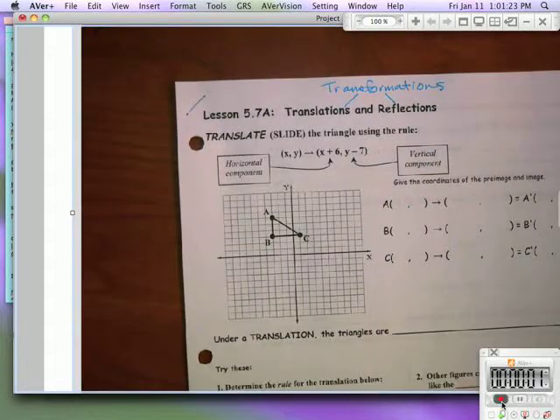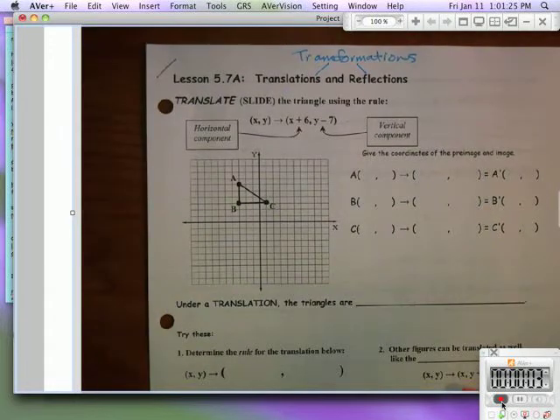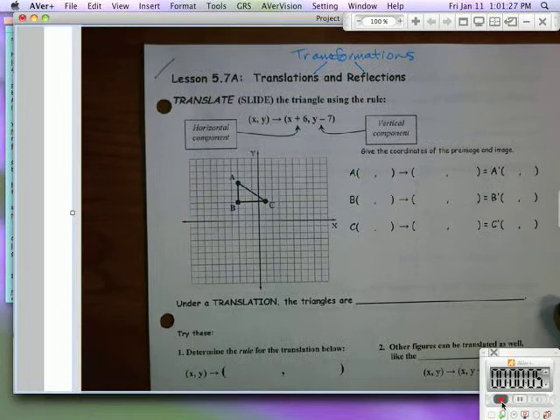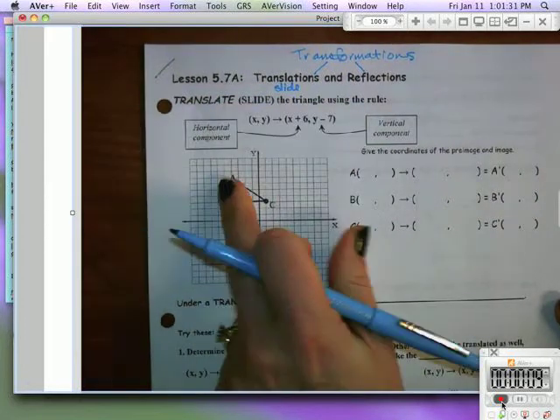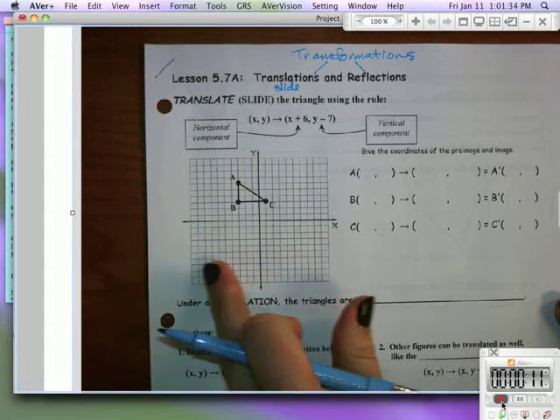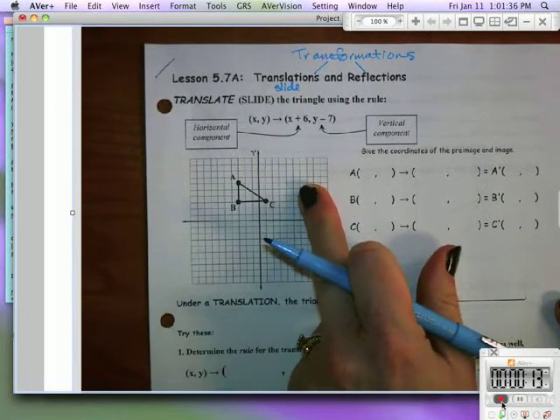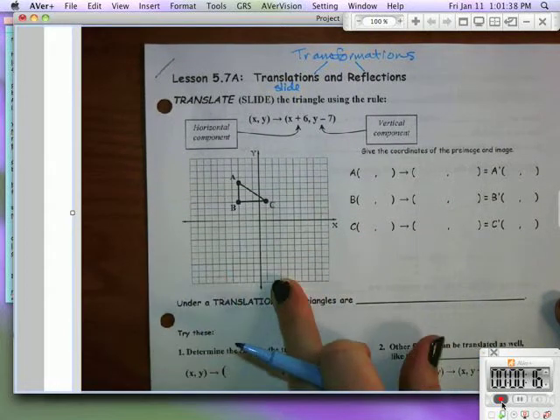shape on the coordinate plane. So, to translate means to slide. All you do is slide a shape anywhere on the coordinate plane. You're not flipping it, you're not rotating it, you're just sliding it around. And we're going to look at that.